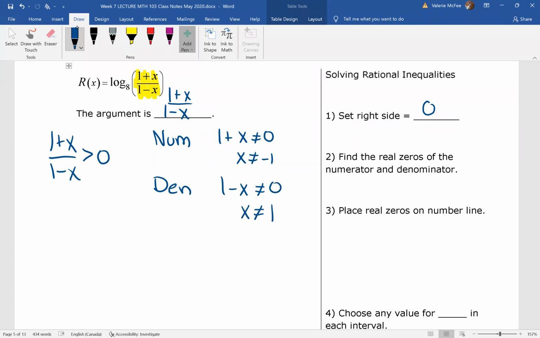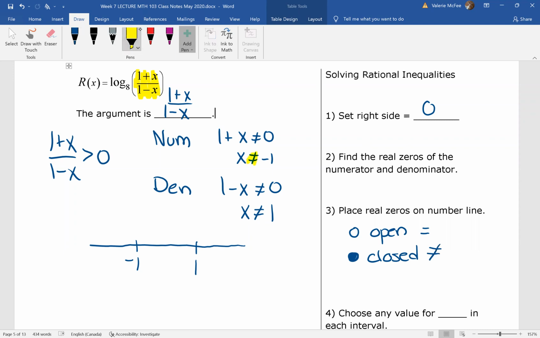Next, we place the real zeros on a number line. These are our critical numbers. They help create the intervals that we want to look at. We're going to use an open circle for the numbers that are equal. We're going to use a closed circle for the not equal.